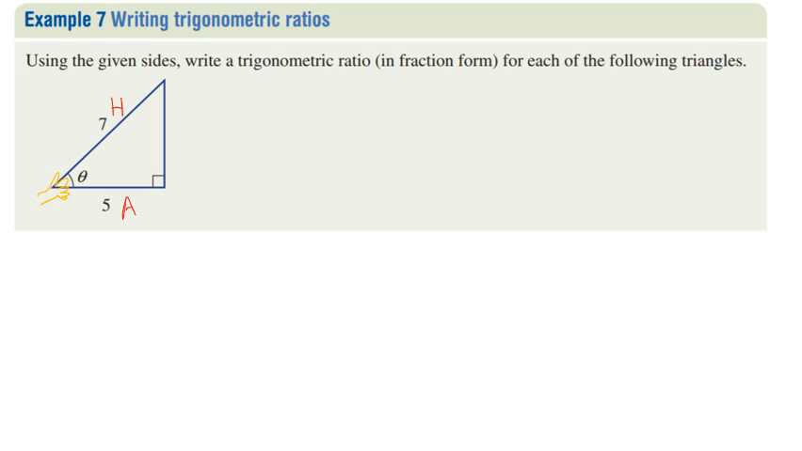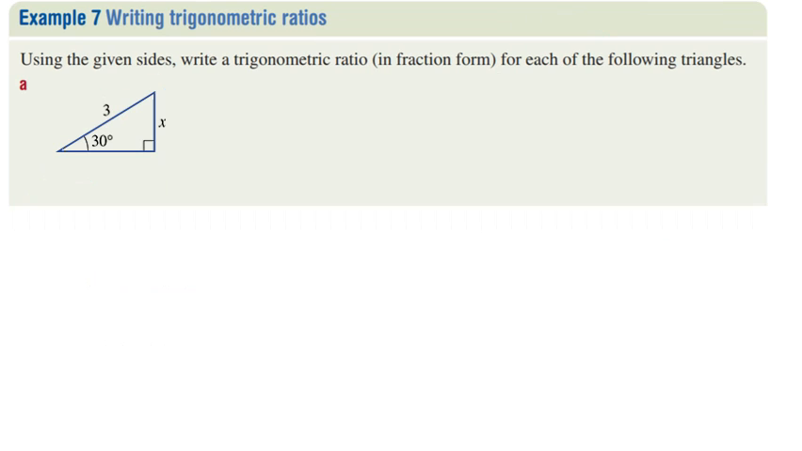So now I need to write out SOH CAH TOA to figure out which ratio to use. So I've got A and H. A and H, that's cos. So I'm going to write out cos angle equals A over H. That's a formula. Then I'm going to substitute in the values. So cos angle, the value of A from this triangle is 5. And the value of H from this triangle is 7. There's my trig ratio.